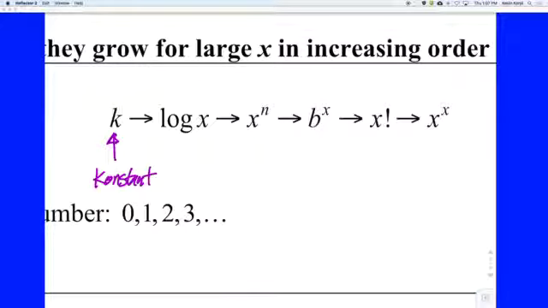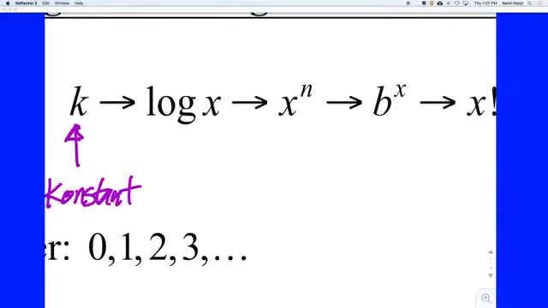Okay, now within the log functions, we actually have a hierarchy. They also grow faster the smaller the base. So log base 10 grows slower than log base 9, which grows faster than the natural log of x, which is log base e, and so on and so forth. It's kind of the reciprocal of exponential. Okay, so there's the hierarchy within there.